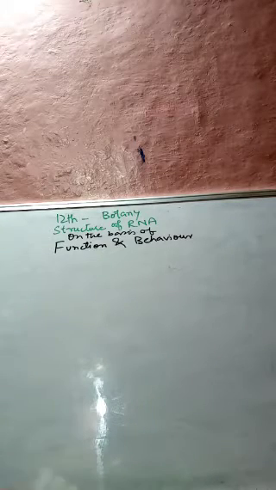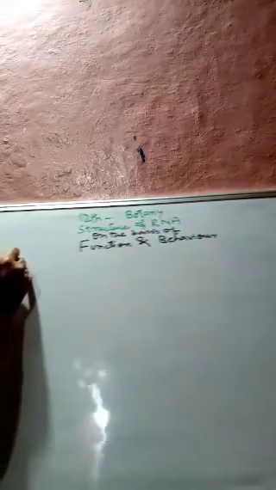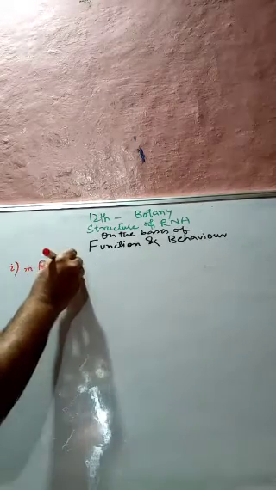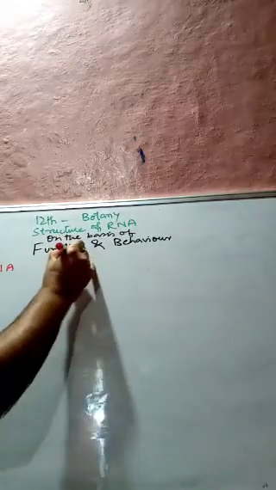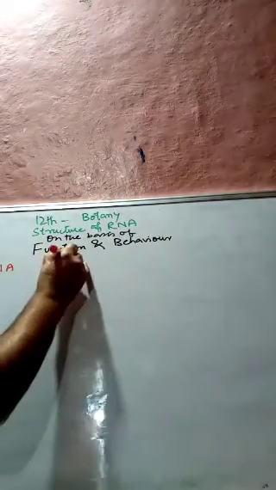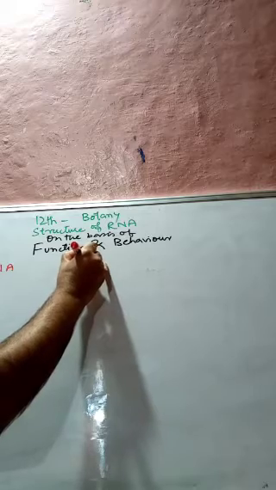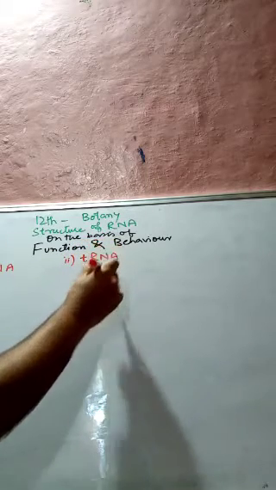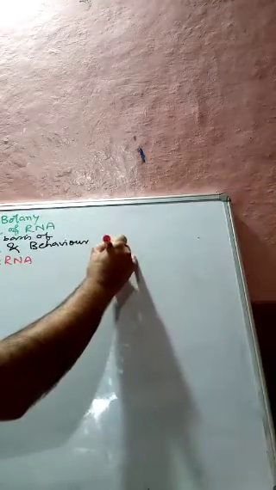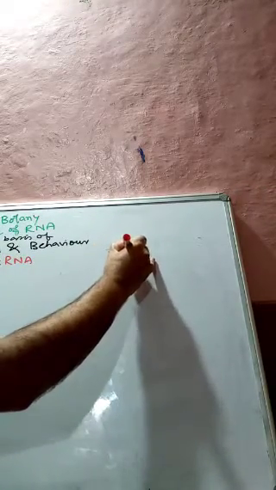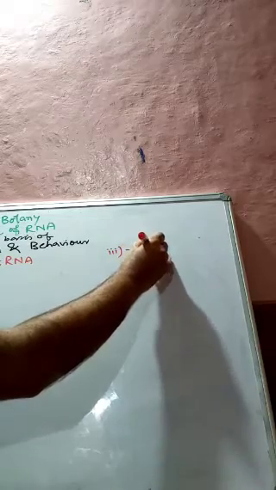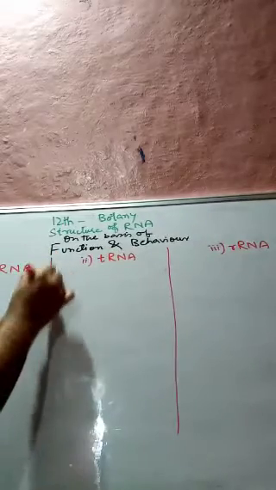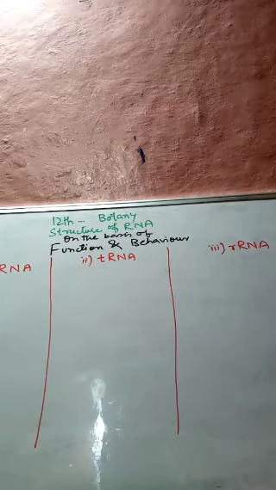First one is mRNA. Second one is called tRNA. Third is called rRNA. So these are the three different types of RNA.